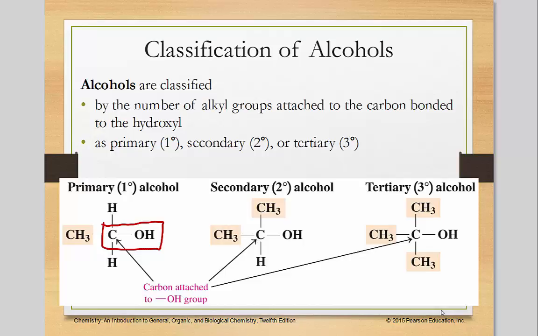For instance, on this first one, there's only one other carbon attached to it, so this is considered a primary. If I highlight this one, there's two carbons attached to it, which is why it's secondary. If I highlight this one, there's three carbons, so it's tertiary.